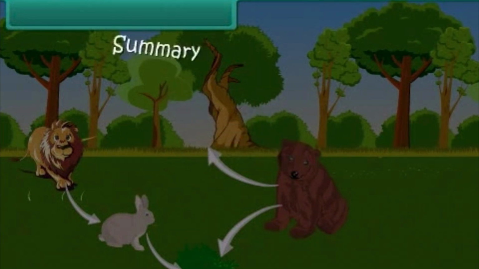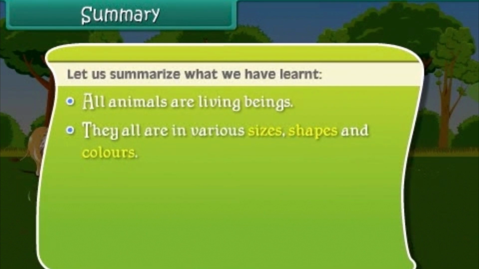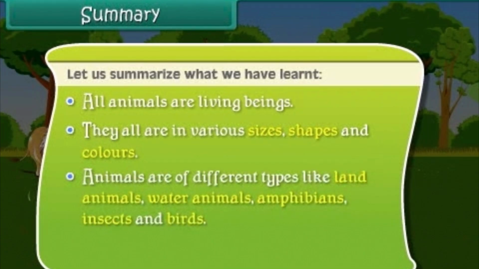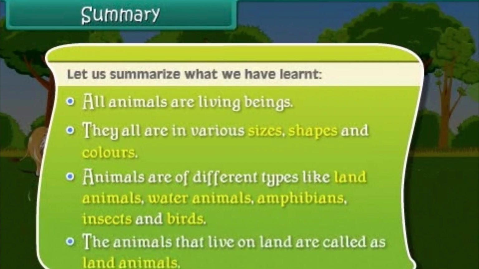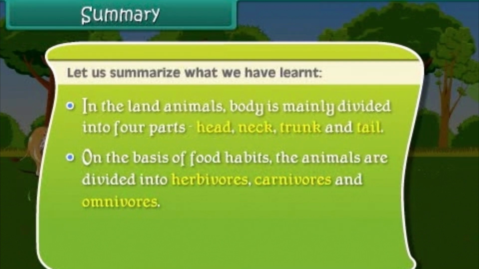Summary. Now friends, let us summarize what we have learned so far. All animals are living beings. They all are in various sizes, shapes, and colors. Animals are of different types like land animals, water animals, amphibians, insects, and birds. The animals that live on land are called as land animals. In the land animals, body is mainly divided into 4 parts: head, neck, trunk, and tail. On the basis of food habits, the animals are divided into herbivores, carnivores, and omnivores.